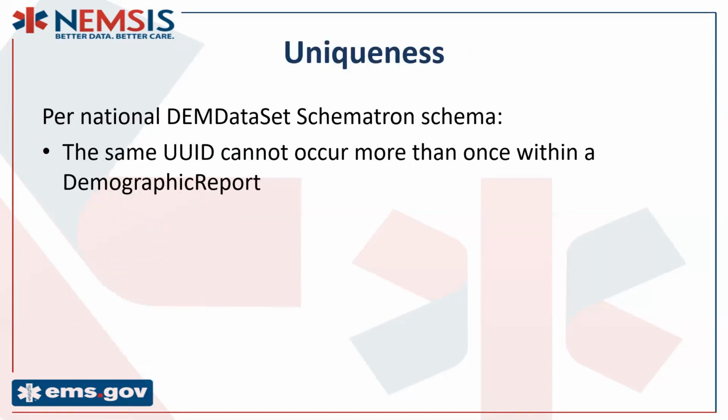There will be a Schematron rule in the national rule set that will check to make sure that the same UUID does not occur more than once within a demographic report, which represents an agency. The same UUID could occur in two different agencies. For example, if the same person works for two different agencies and both of those agencies use the same software installation, then that person may be identified with the same UUID in each of those two agencies, and that would be allowed. But you cannot have the same person listed twice within one agency with the same UUID. That would generate a Schematron error in the national Schematron rules.